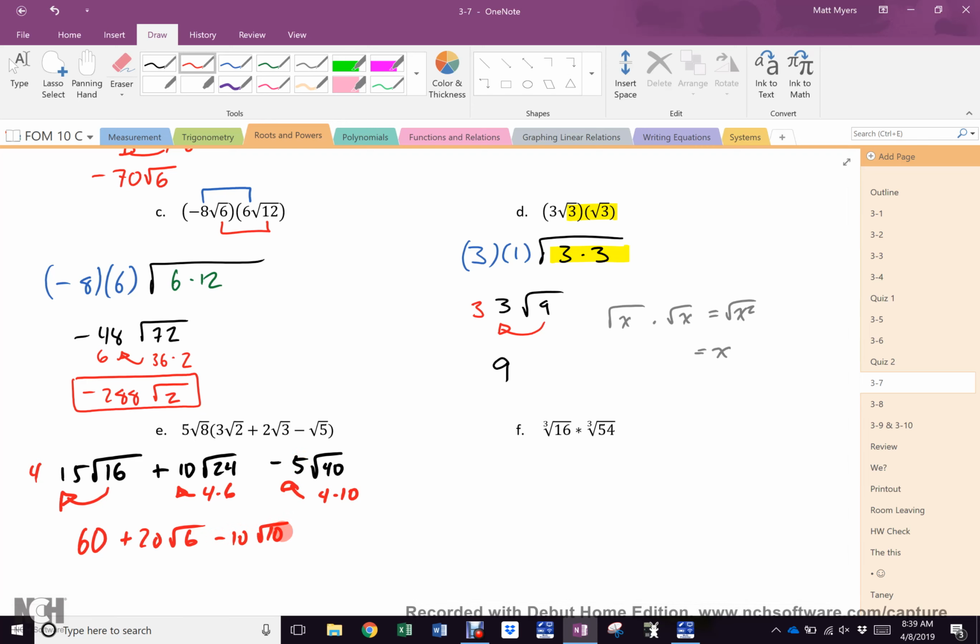Am I done? I haven't actually taught you this. Do you think we're done? Can we simplify some more? 6 is 2 times 3. Any pairs? No. 10 is 2 times 5. Any pairs? Okay, so we can't simplify there. Now, the only thing you think we might be able to do is maybe we can add those, right? Maybe. Well, let's think about that for a second.